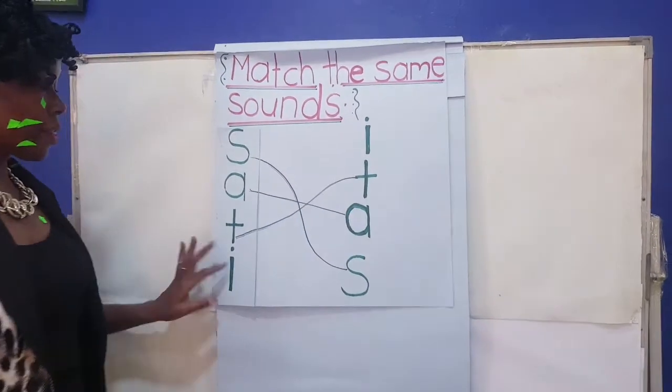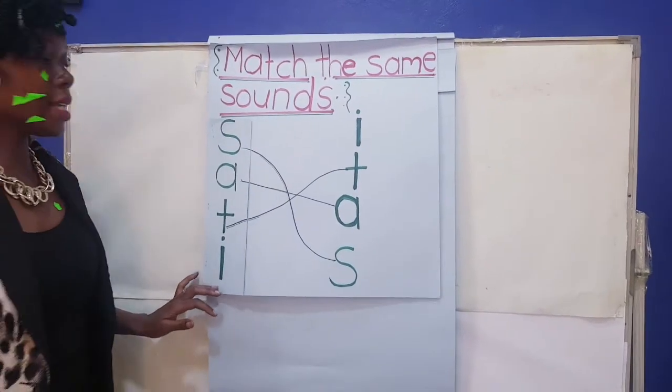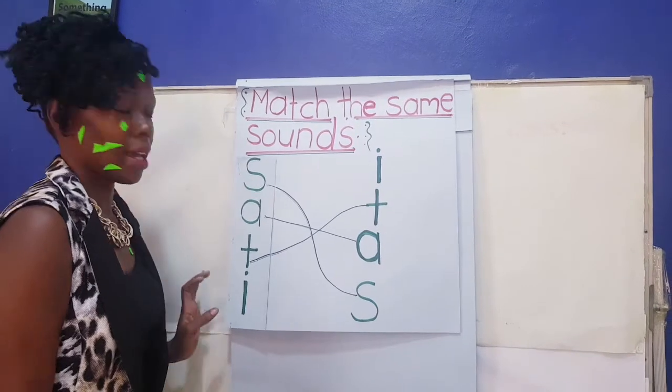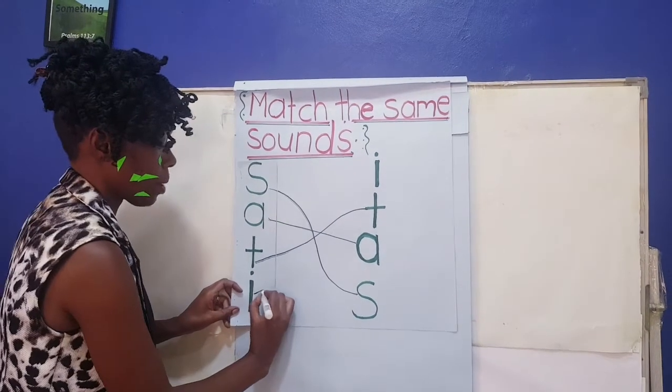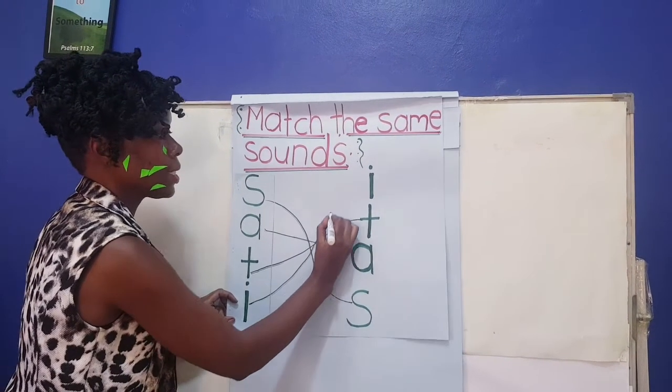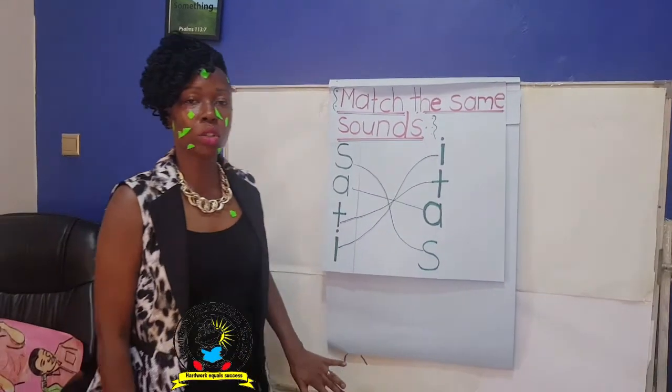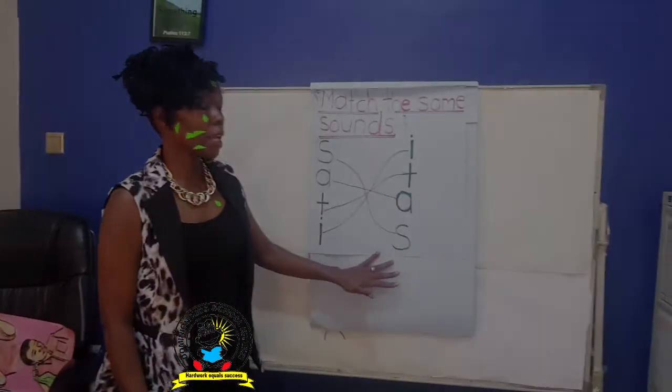We have another one. E. We said the insect says E. Insect. E. Insect. So we are going to match sound E. Like that. Isn't my work beautiful? So I would like you to do the same in your books.